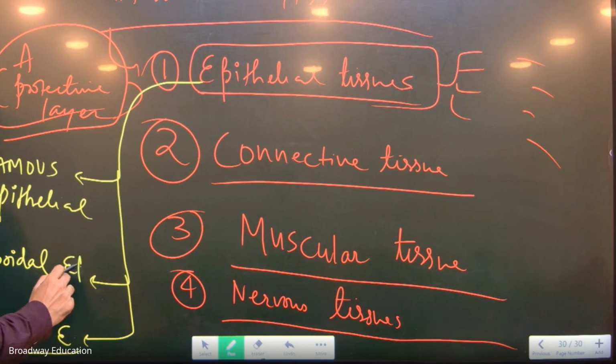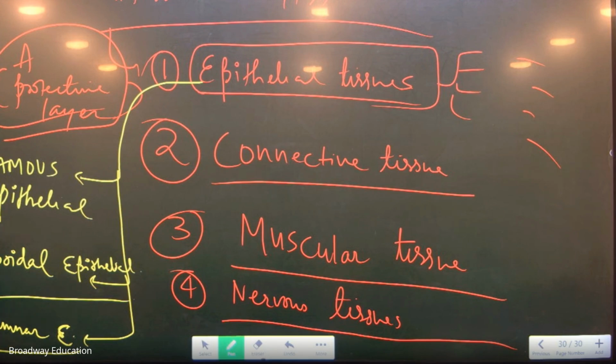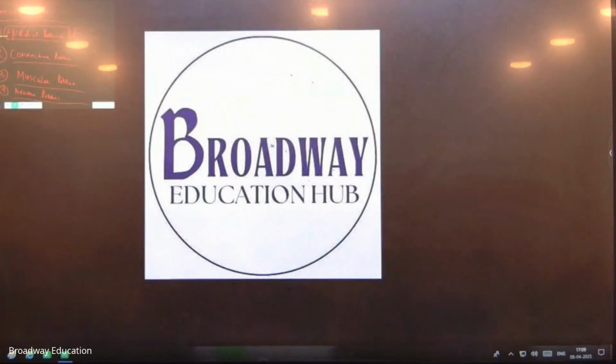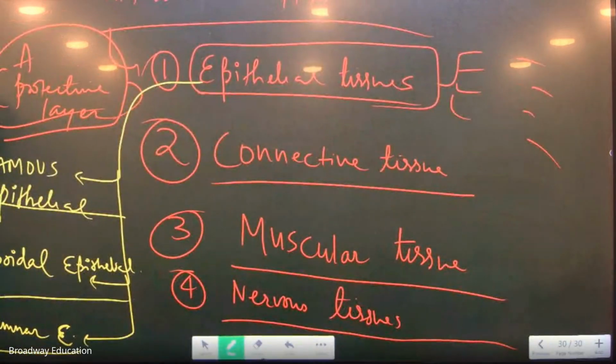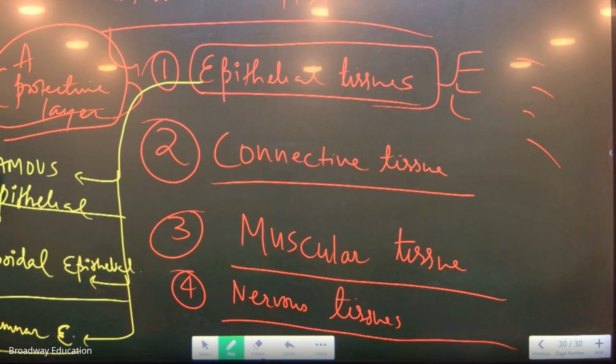Cuboidal epithelial, and then columnar epithelial. Written in the squamous epithelial, please write under this. Three parts have you made? Epithelial tissues are broadly classified into three subheads. So the first one is squamous epithelial. We should write its location. Please write the location of the squamous epithelial.